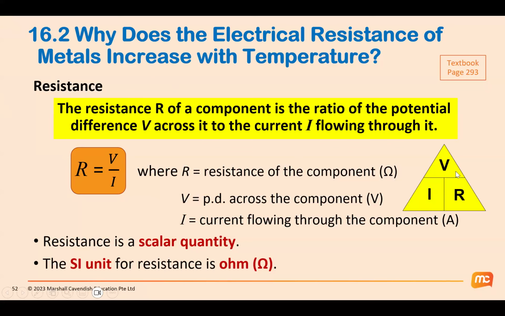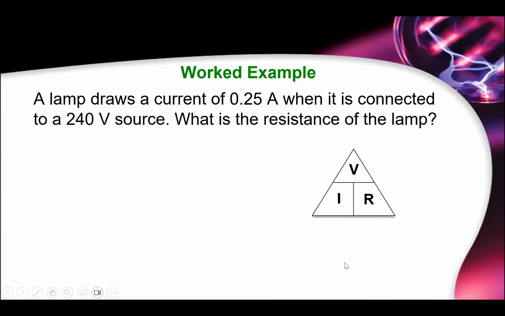So it's very VIR, very important. Very intelligent R. So VIR, that's the formula for resistance. V is the potential difference, I is the current, and R is the resistance. The SI unit for resistance is ohms. So let's look at some examples.